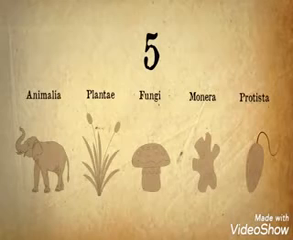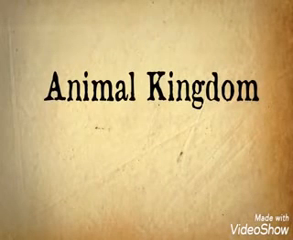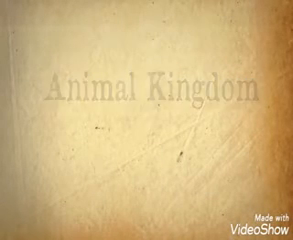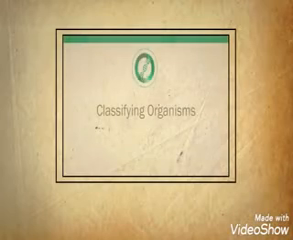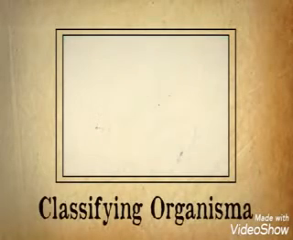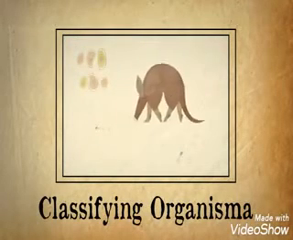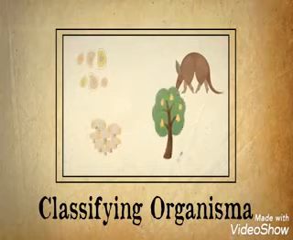All living things are grouped into 5 kingdoms. And in this video, we're going to look at the animal kingdom in more detail. Before we start, you may want to watch our video on classifying organisms first to remind yourself of kingdom, phyla, class, order, family, genus, and species.